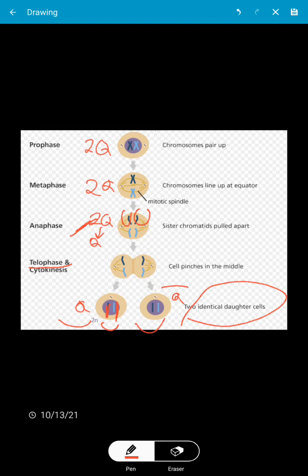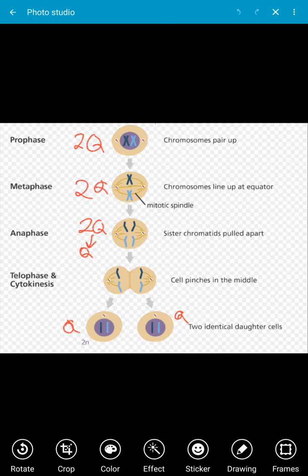Okay? Logic. Here in the prophase, you see each chromosome made up of two chromatids, while in the telophase, we have two chromosomes, right? But each chromosome is made up of one chromatid, not of two chromatids. So the quantity of DNA was reduced to half, from 2Q to Q. Okay?